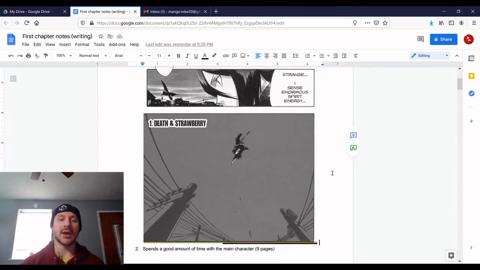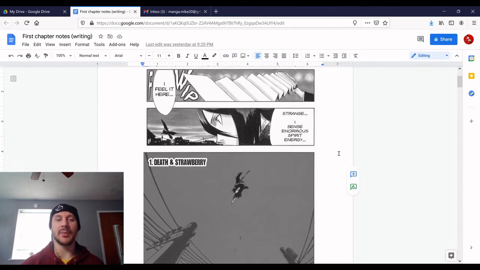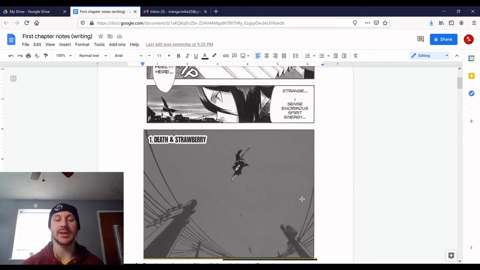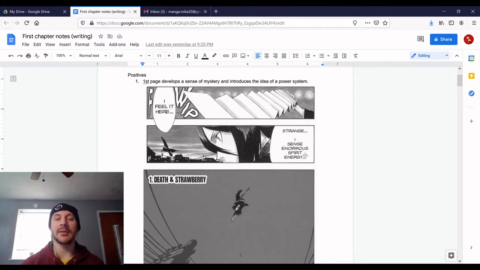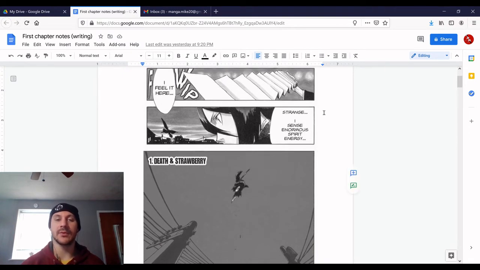I will briefly talk about the art. I know that that's not something that I'm going to do in detail, but I do want to briefly talk about this. This panel right here, I think, is beautiful. It creates a really good sense of mystery. But other than the art, you do get an idea of two things.